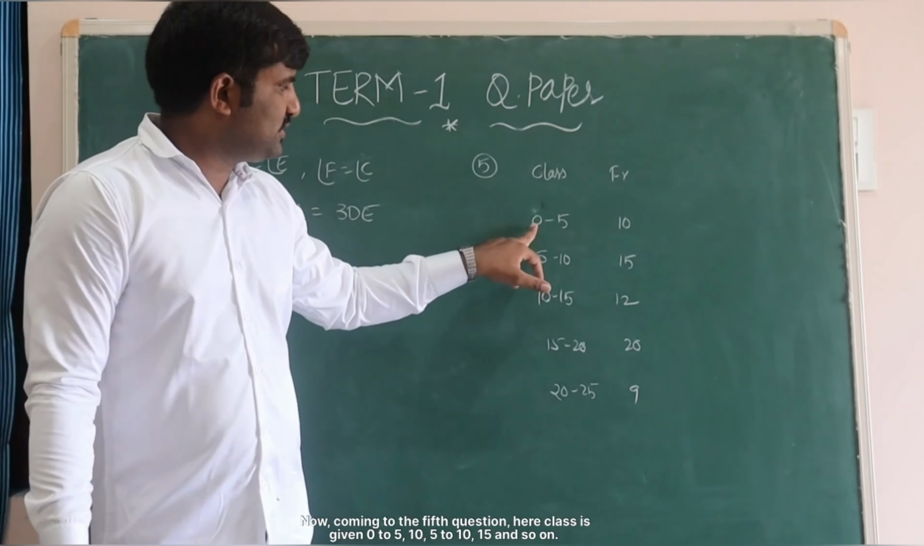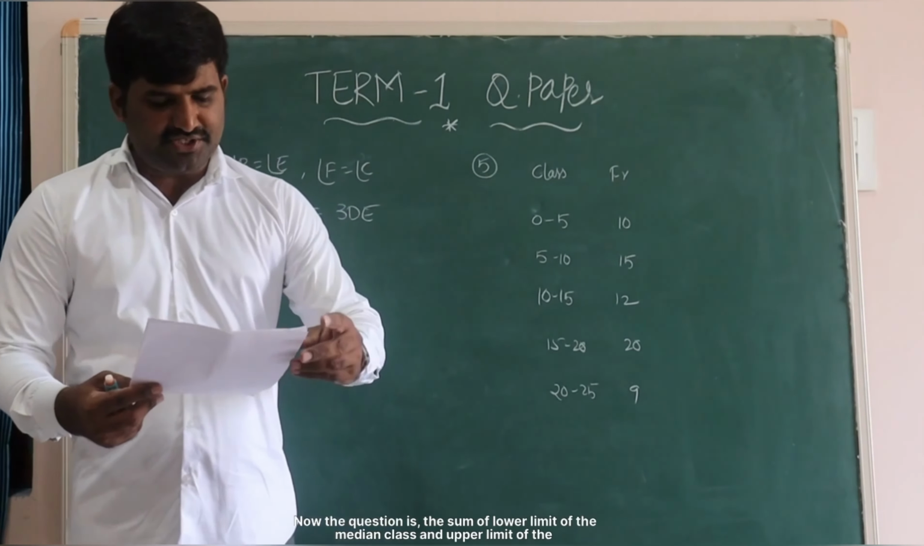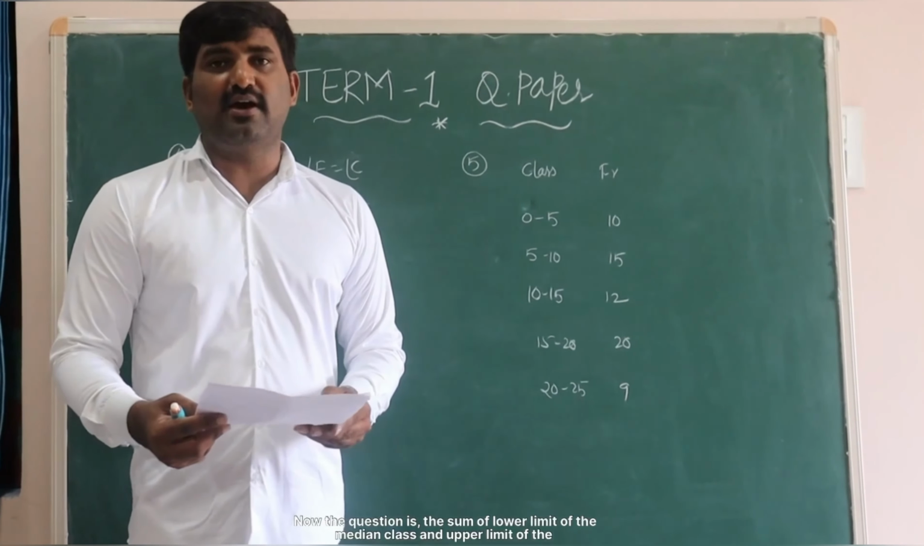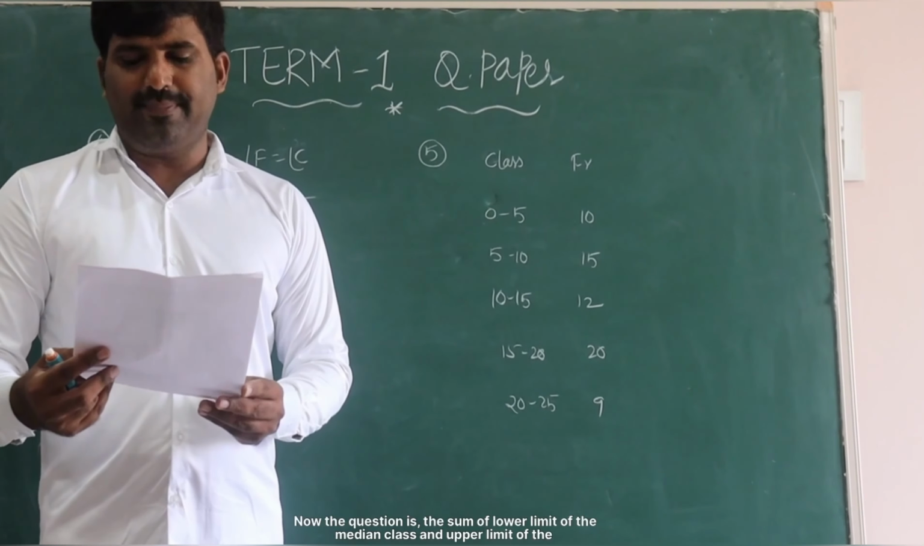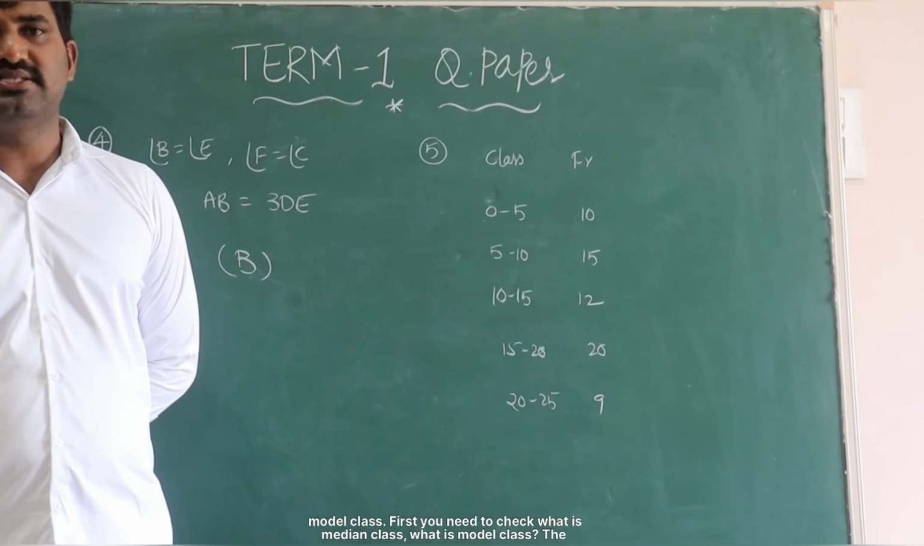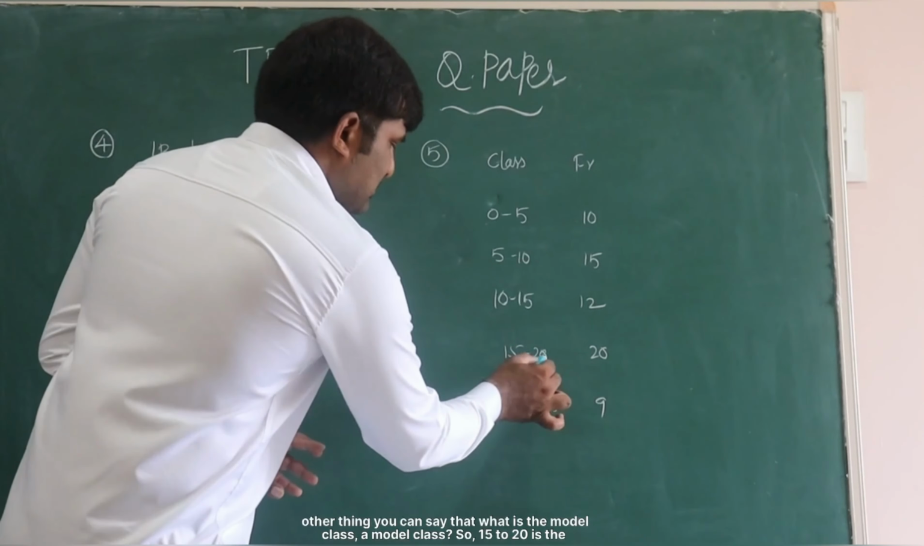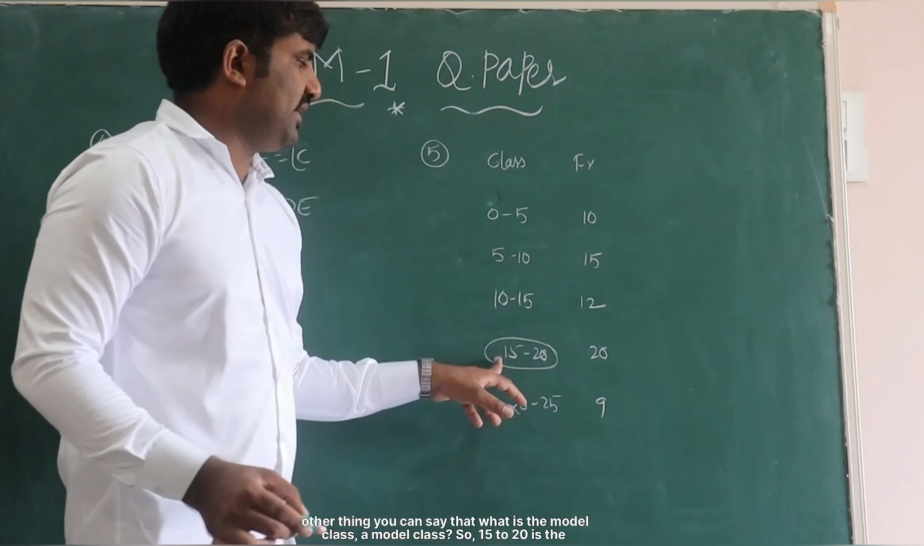Now coming to the fifth question. Here classes are given as 0 to 5, 5 to 10, 10 to 15 and so on. The question is the sum of the lower limit of the median class and the upper limit of the modal class. First you need to check what the median class is and what the modal class is. Directly I think you can say what the modal class is. So 15 to 20 is the modal class.